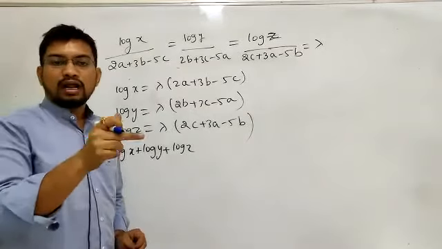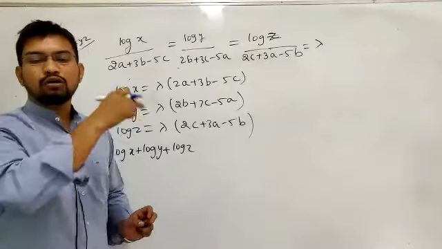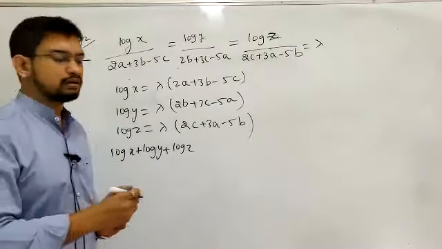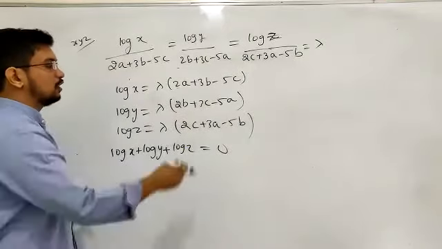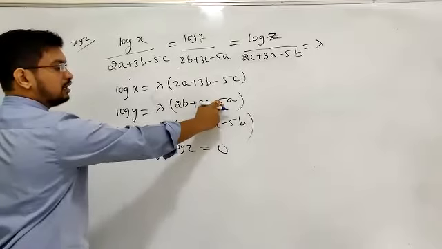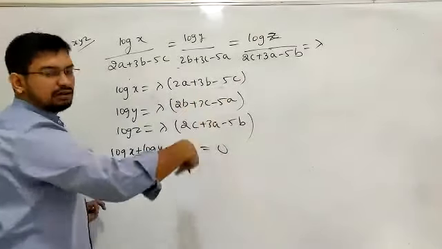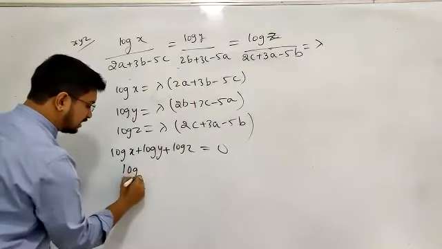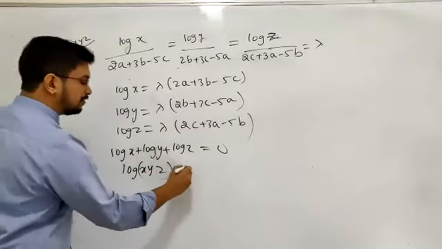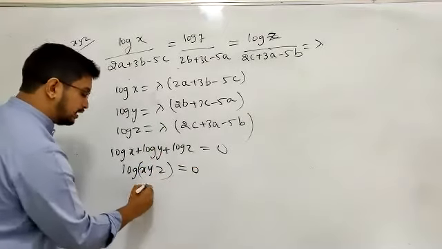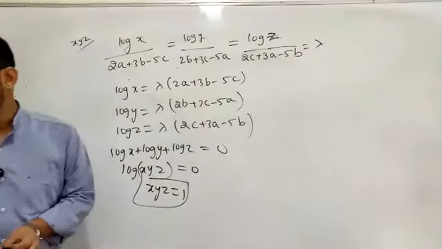If there is a product and I apply logarithm, it will be converted to a sum. I'm using the product rule of logarithms in that manner. The right part will always be 0: 2a, 3a, 5a gives 0, and similarly for b and c. So log xyz is 0, which means xyz has to be equal to 1, since log 1 is 0. So the value of xyz will be 1.